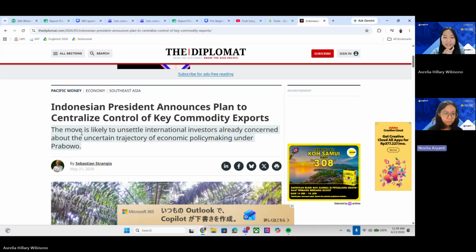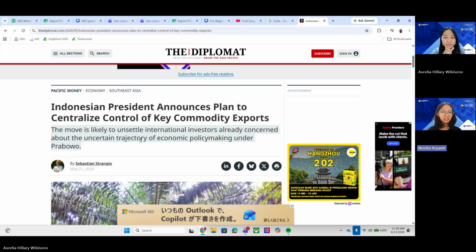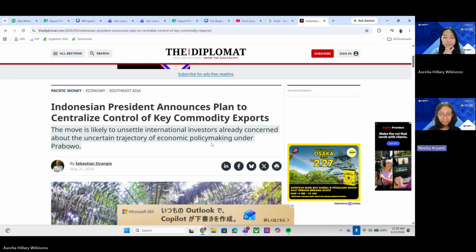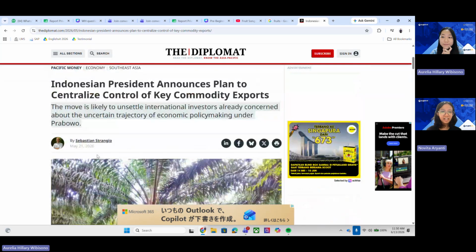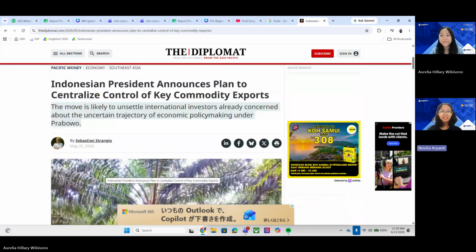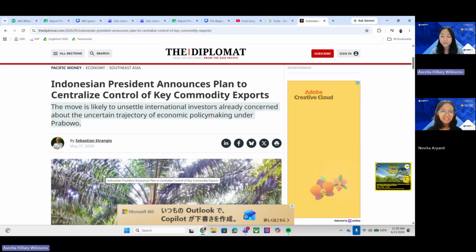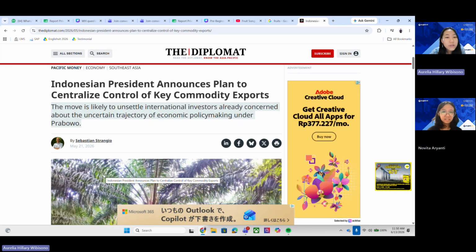The move is likely to unsettle international investors already concerned about the uncertain trajectory of economic policy making under Prabowo. Miss, I actually see a lot of trajectory words, but I'm not sure of the meaning. Which one? Trajectory. Uncertain trajectory, yes.